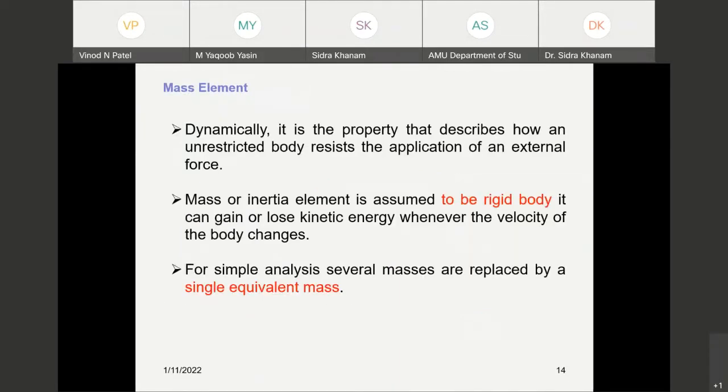Then the other important component is the mass element. The mass element is an unrestricted body that resists the application of external force, and it is the inertia element in any dynamic system. As we have discussed, the mass stores energy, and we can get it in different forms. A simple analysis can be done by converting to a single spring-mass system.